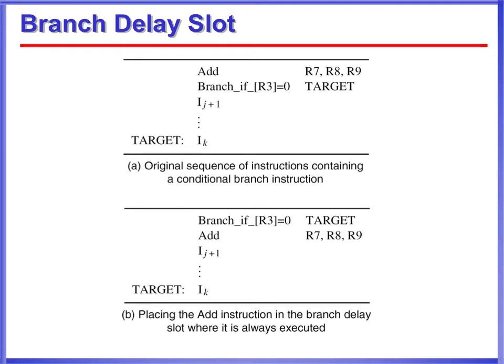Okay, now obviously you can only do this if this instruction does not require the result of this instruction, right? If this is R8 added to R9 put into R3, well then obviously it has to be executed before the branch because the branch is requiring R3. Okay, so in that case you can't put it down here.